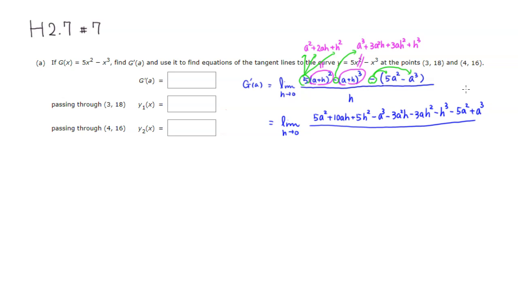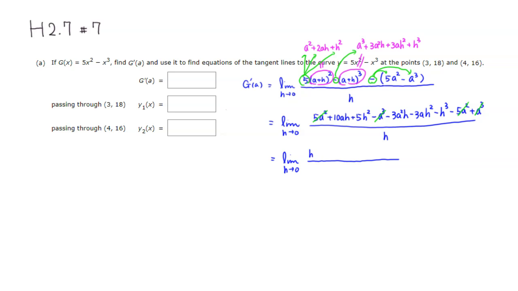Let's simplify that. We can clean up: you have 5a squared minus 5a squared here. Then you have a negative a cubed and a positive a cubed. You can cancel those out, and I forgot to write that h on the bottom. You have a bunch of terms left over on top, but luckily everyone seems to have at least one h in it, so I'm going to pull h out.